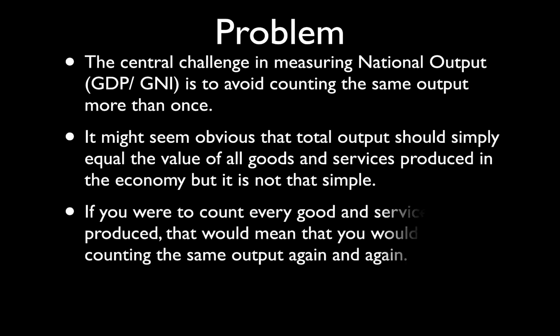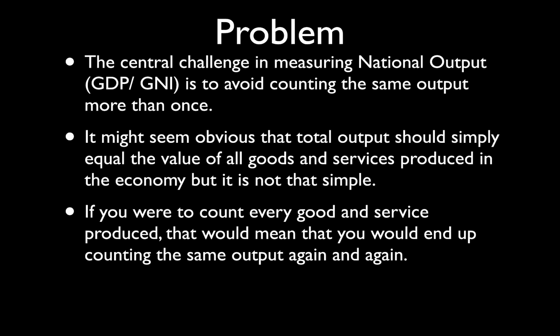Okay, so what we're saying here is that the central challenge in measuring national output, GDP, GNI, whatever, is to avoid counting the same output more than once. Now, please have a quick look at the photo on your phone, so you can check the total values and the selling prices. It might seem obvious that total output should simply equal, you just add everything together. Okay, but it's not that simple.